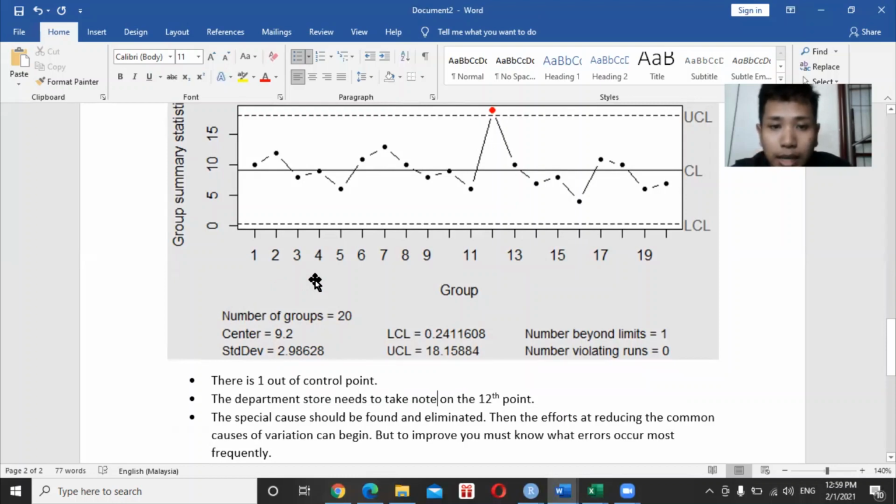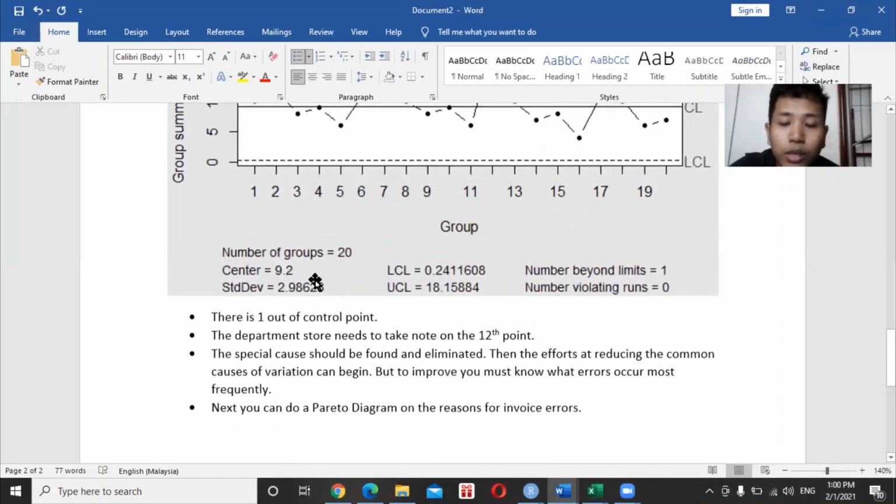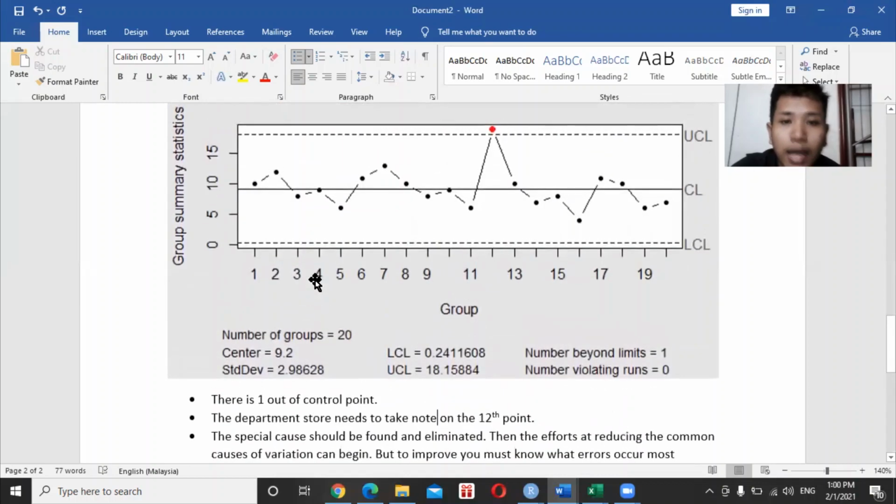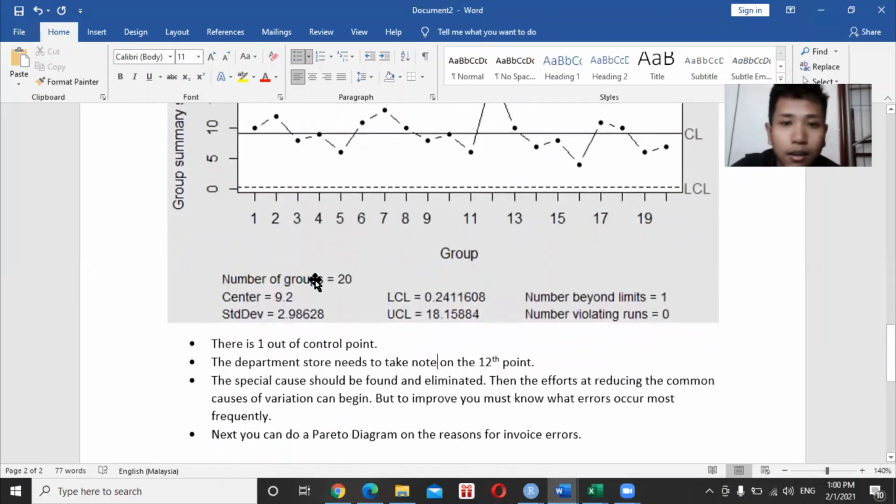So that's the case, and they need to find the why, the reason, the cause. They need to find it and eliminate it. Then the efforts at reducing the amount of the common causes of variation can begin. But to improve it, you must know what errors occur most frequently. Next, you can do other analysis such as a Pareto diagram on the reasons for the invoice errors.